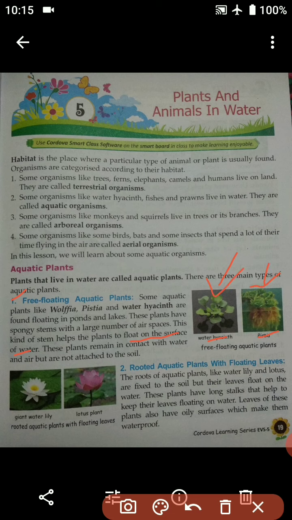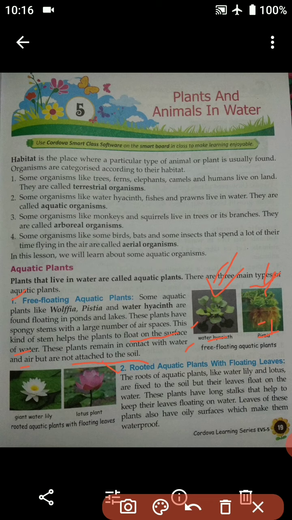They are not submerged. These plants remain in contact with water and air but are not attached to the soil. Here you can see in the case of Pistia, the roots are not attached to the soil, but they are in contact with the water, and the upper side is in contact with the air.